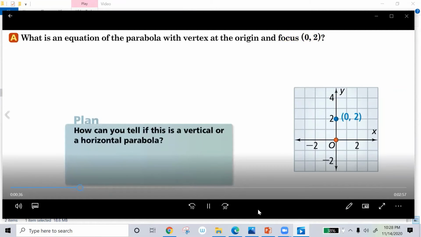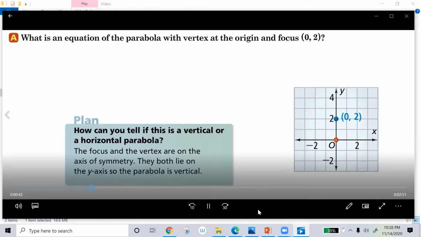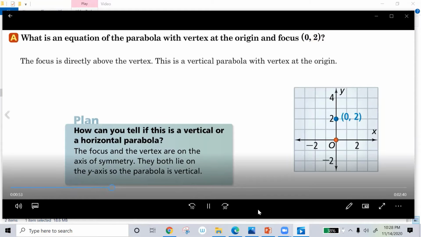How can you tell if this is a vertical or horizontal parabola? The focus and the vertex are on the axis of symmetry. In this case, they both lie on the y-axis, so the parabola is vertical. The focus is directly above the vertex, so this is a vertical parabola with vertex at the origin. The focus is the point with coordinates 0, c, so in this case, c equals 2.